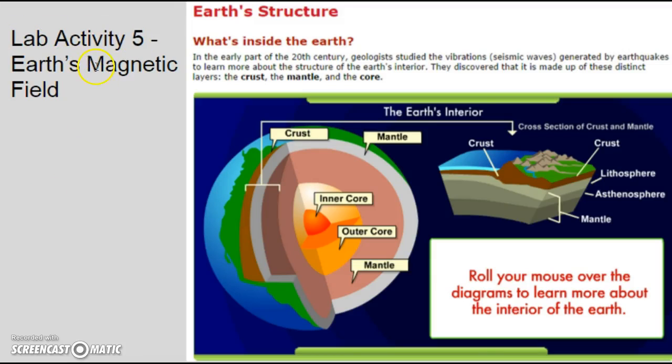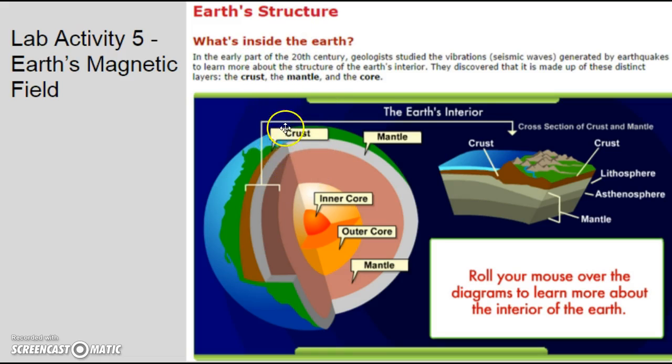For lab activity 5, Earth's magnetic field, we have to start thinking about what's taking place inside the Earth. We're going to be studying terms like magnetic declination, which is where the Earth's magnetic field is going to locate a magnetic pole, which is different than the Earth's geographic pole. So that means we need to pay attention to what's going on inside the Earth. So the Earth's structure is very relevant.